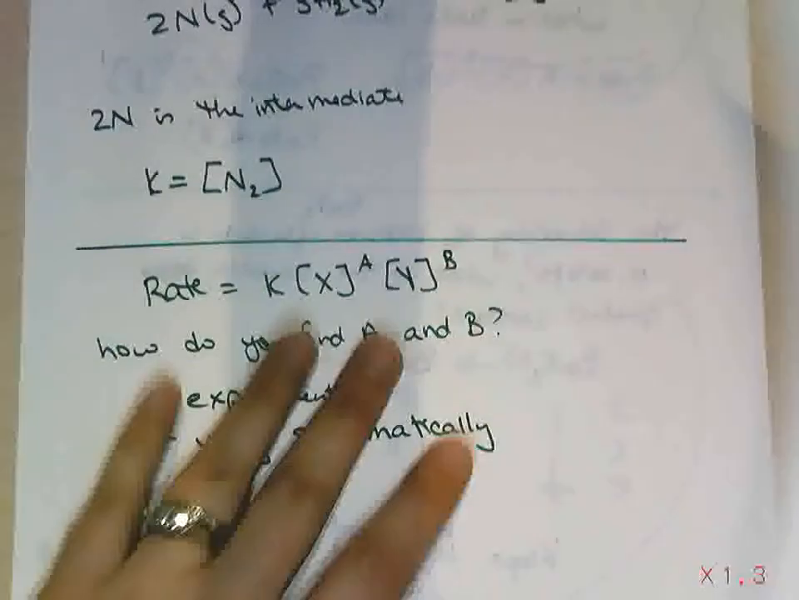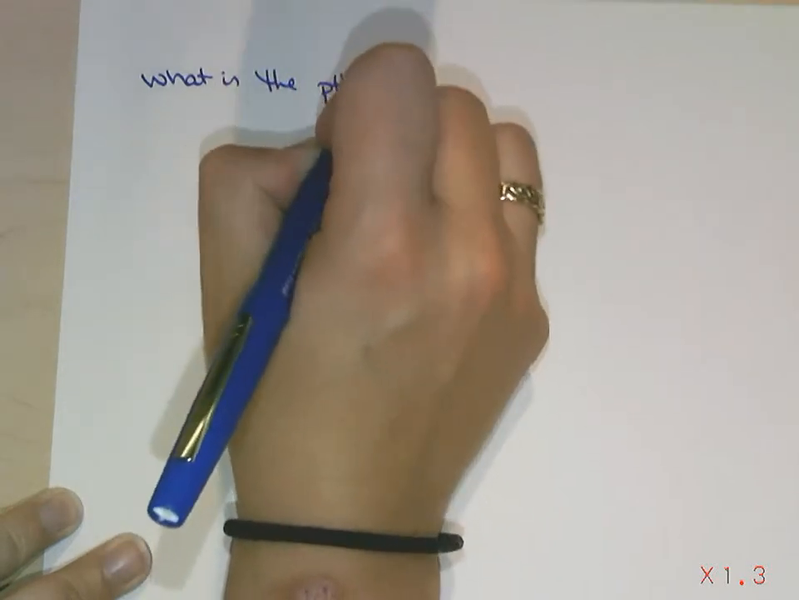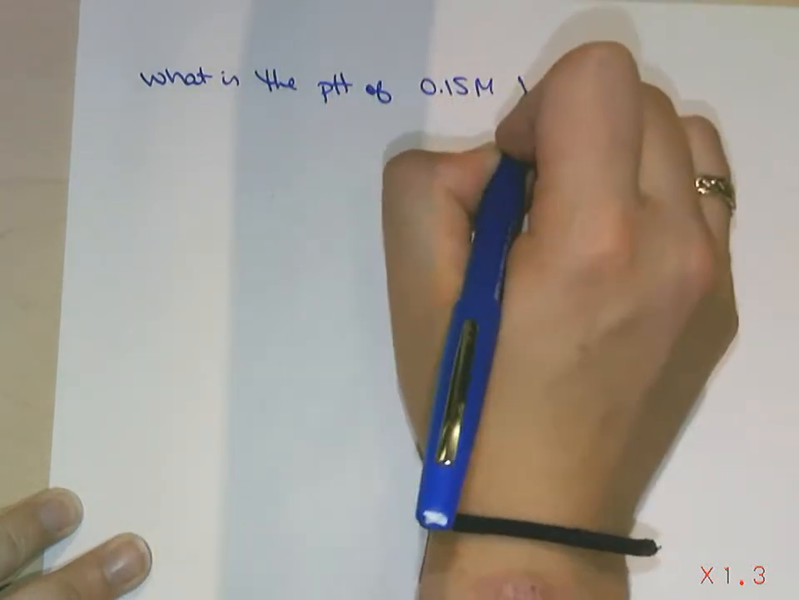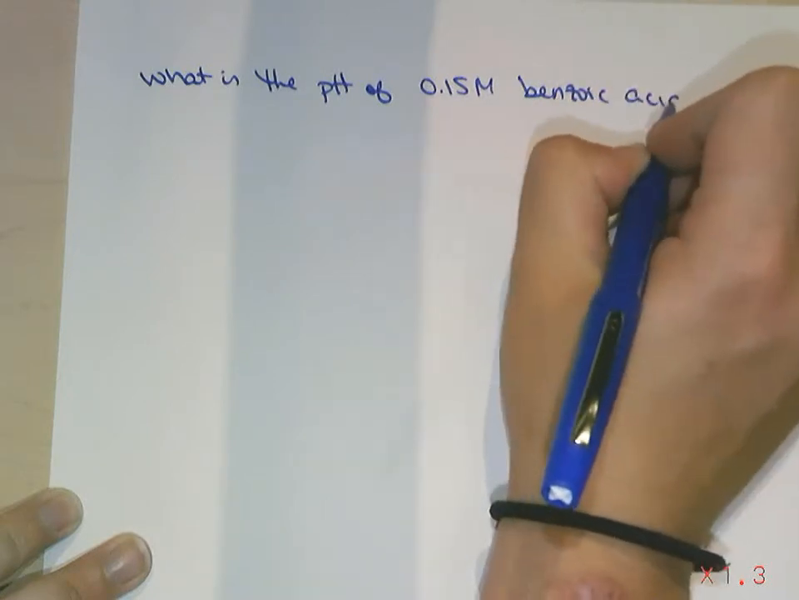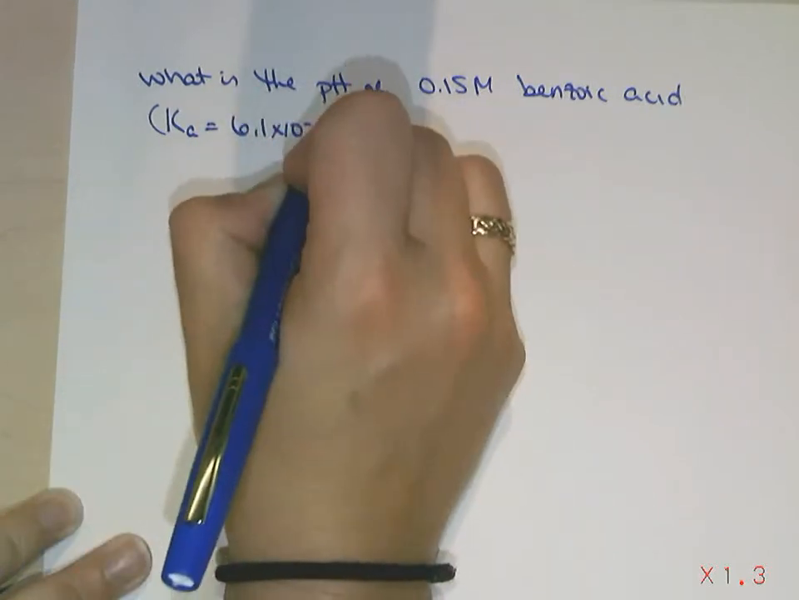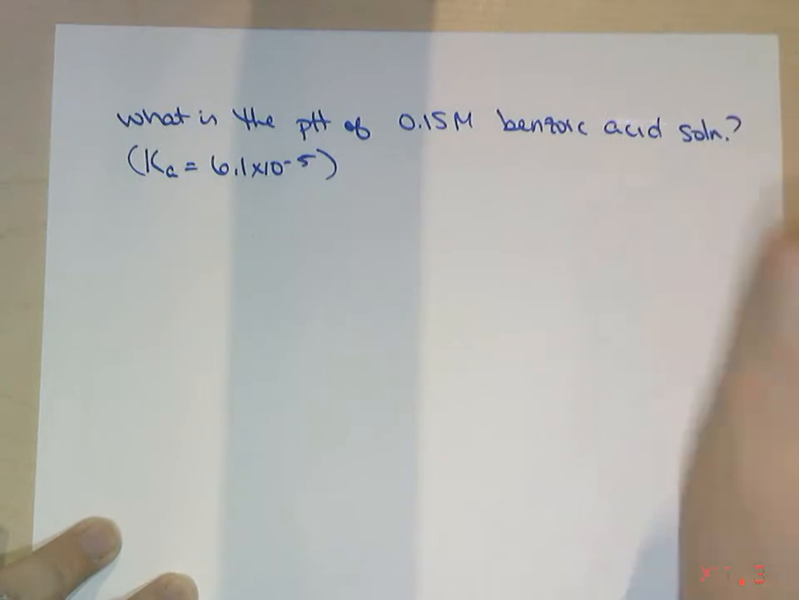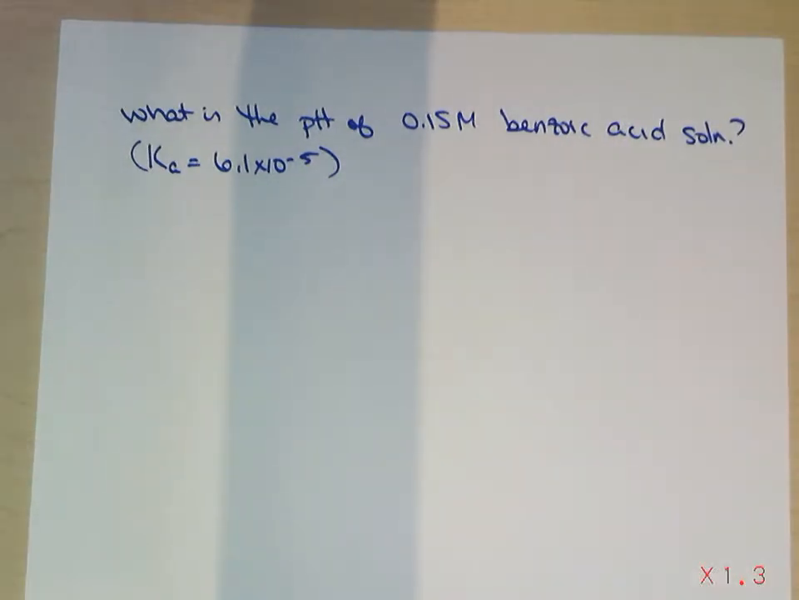What about we do? We'll do the pH of a weak acid. So what's the pH of a 0.15 molar benzoic acid solution? It is a nice chart. So benzoic acid, I'm just going to call it HA.